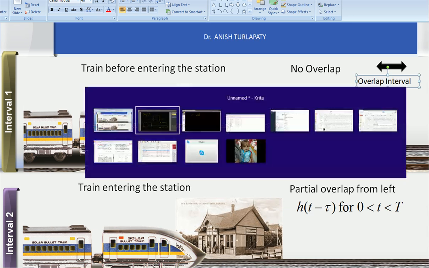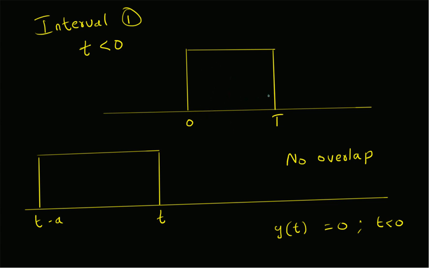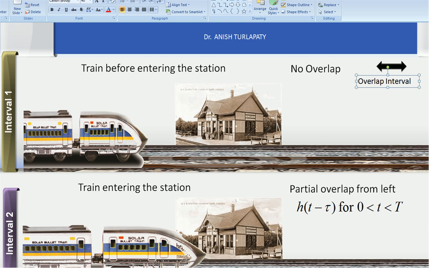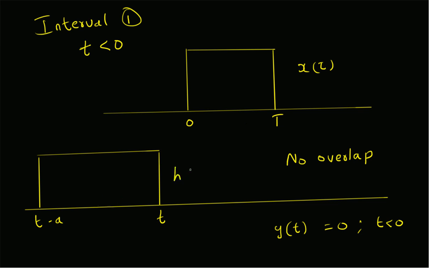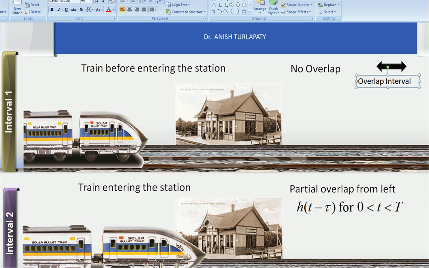So we can compare this interval 1, our first signal x of tau is like a station that is fixed, and our h of t minus tau is like a train that is approaching the station, and the front end of the train, that is the nose of the train, has not reached the station. So there is no overlap. The train is still approaching the station. So that means the overlap is 0.